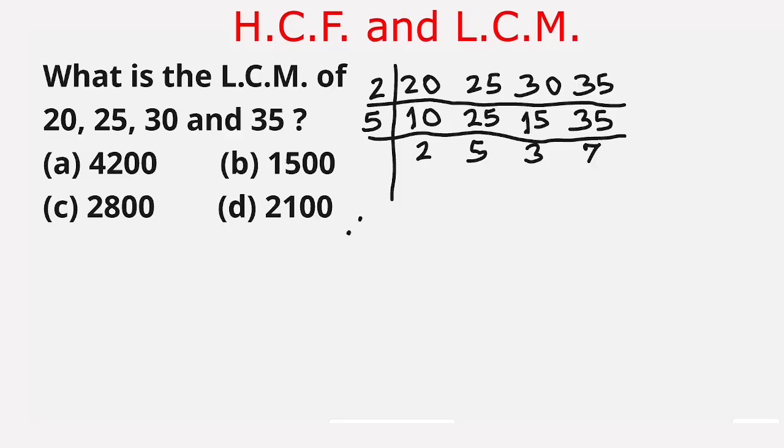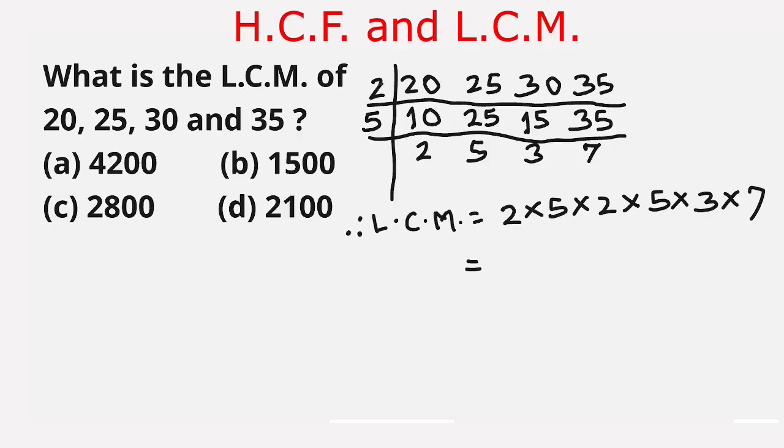Therefore, the LCM is 2 multiplied by 5 multiplied by 2 multiplied by 5 multiplied by 3 multiplied by 7. The numbers we took are 2, 5 and all the numbers on the last row: 2, 5, 3 and 7. So it is 2 multiplied by 5 multiplied by 2 multiplied by 5 multiplied by 3 multiplied by 7. Now there are two 5s and two 2s. So it is 10 multiplied by 10, which is 100.